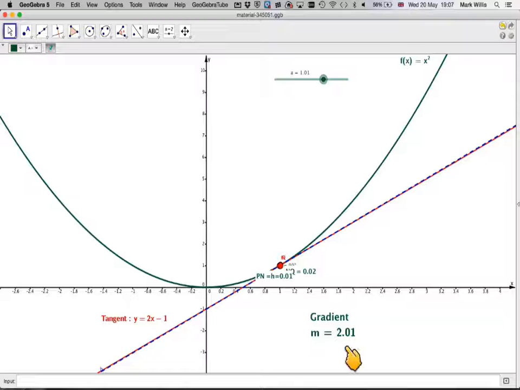So I can see as it approximates here, the gradient approximates to 2. And you can see that the blue dashed line nearly coincides with the tangent. And this is what we're doing when we differentiate from first principles. Now let's have a look at some of the algebra behind this idea.